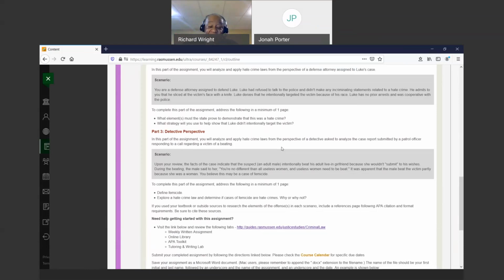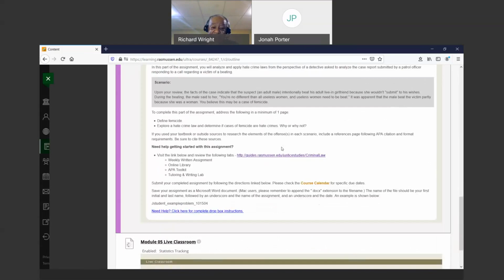All right, so define femicide and elaborate on it. Explore a hate crime law and determine if cases of femicide are hate crimes, and if not, why not? Make sure you cite your sources. APA, very important, and references at the end.